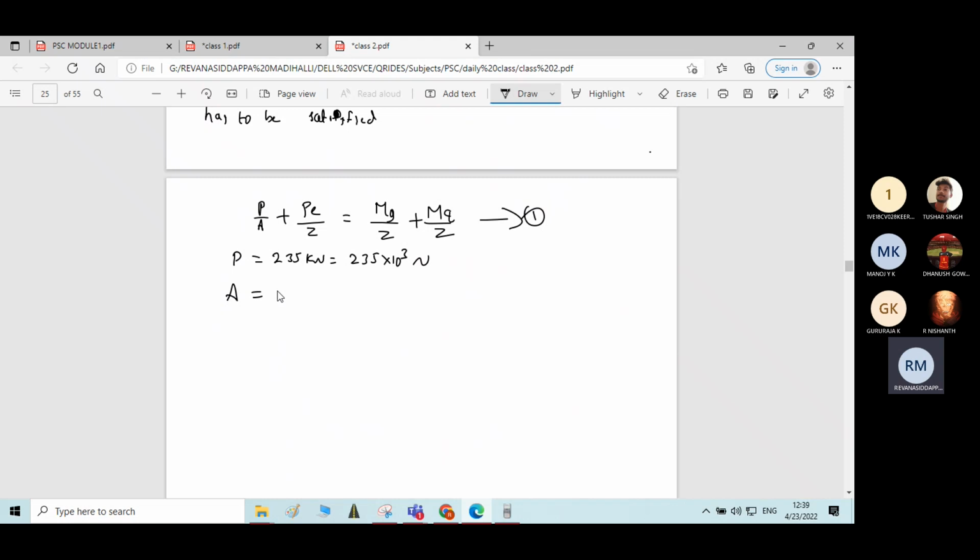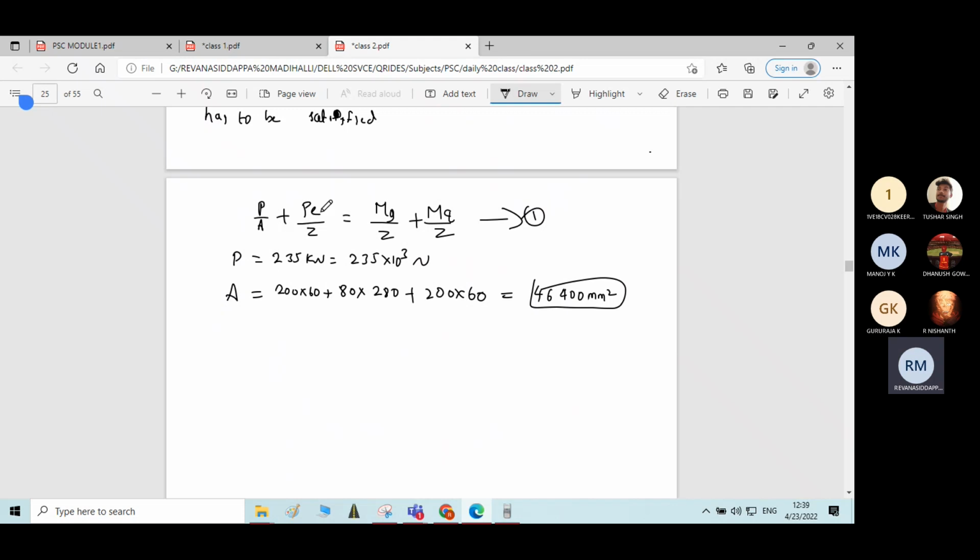200 into 60 plus 80 into 280 plus 200 into 60. By this we will get total cross-sectional area. That is 46,400 mm square. Okay. Now prestressing force P is known, area is known.